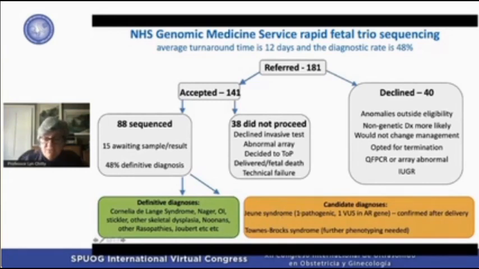One was confirmed after birth. This is a recessive condition where we have one pathogenic mutation and one variant of unknown significance. So you can see that so far the service is working well. It's becoming increasingly popular, and our referral rates are going up.